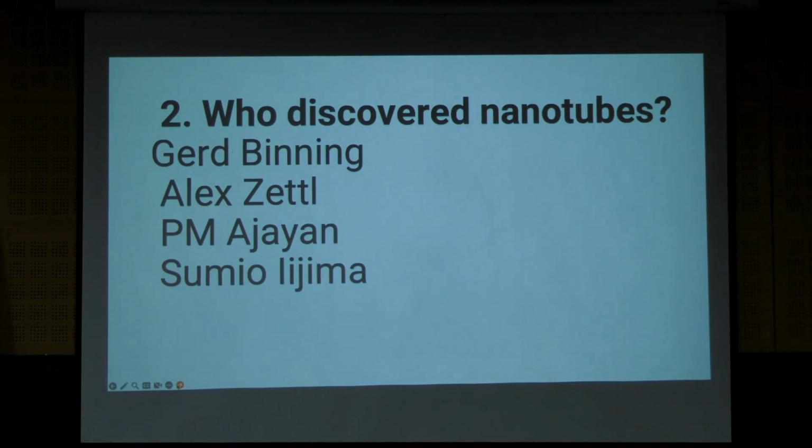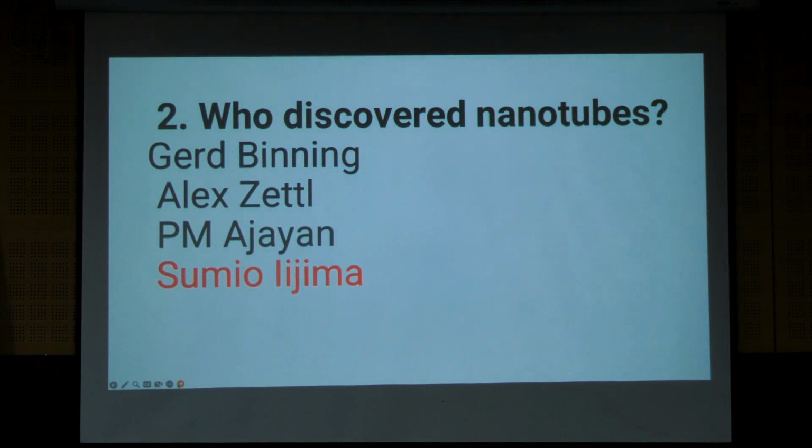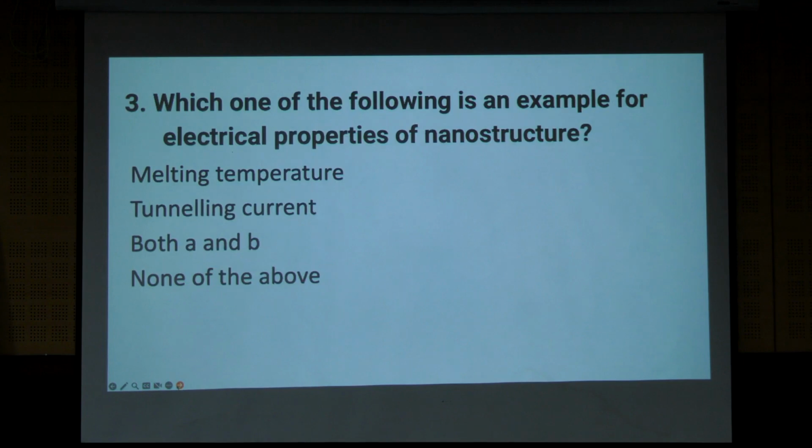This carbon nanotube was in the picture until graphene was discovered. From 1991 to 2005 or 2010, almost 20 years, lots of research was done on carbon nanotube. We cannot say it was replaced, but most researchers moved their research topic from carbon nanotube to graphene due to graphene's properties. However, in some cases, carbon nanotube is equally important. So the answer is Sumio Iijima.